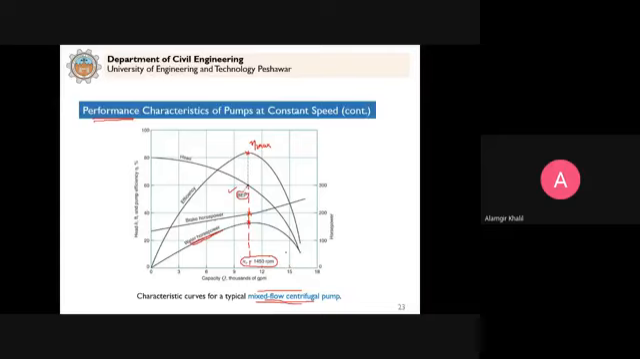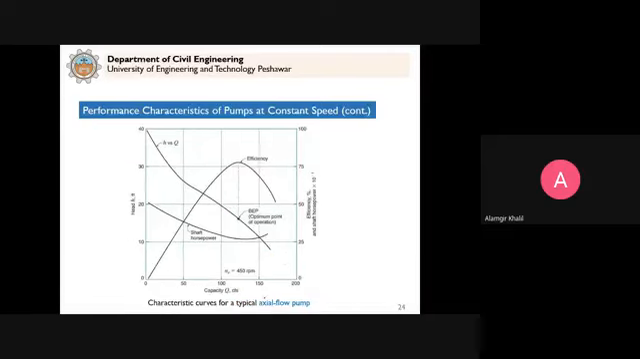Clear? Similarly, this is a diagram for axial flow pump. These are the characteristic curves for axial flow pump. So you see here for maximum efficiency, this is the optimum point of operation. The pump that will operate at this point here will be corresponding to the maximum efficiency.